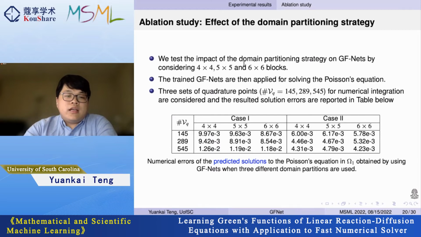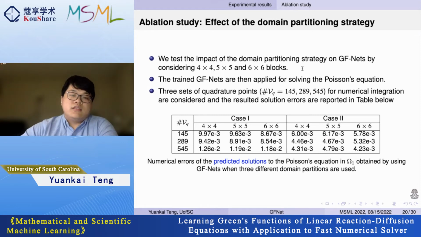First we test the impact of the domain partitioning strategy on GFNets, considering 3 different block settings: 4x4, 5x5, and 6x6. The trained GFNets will then be used to solve the Poisson equation, and we evaluate the results on 3 different resolution grids.